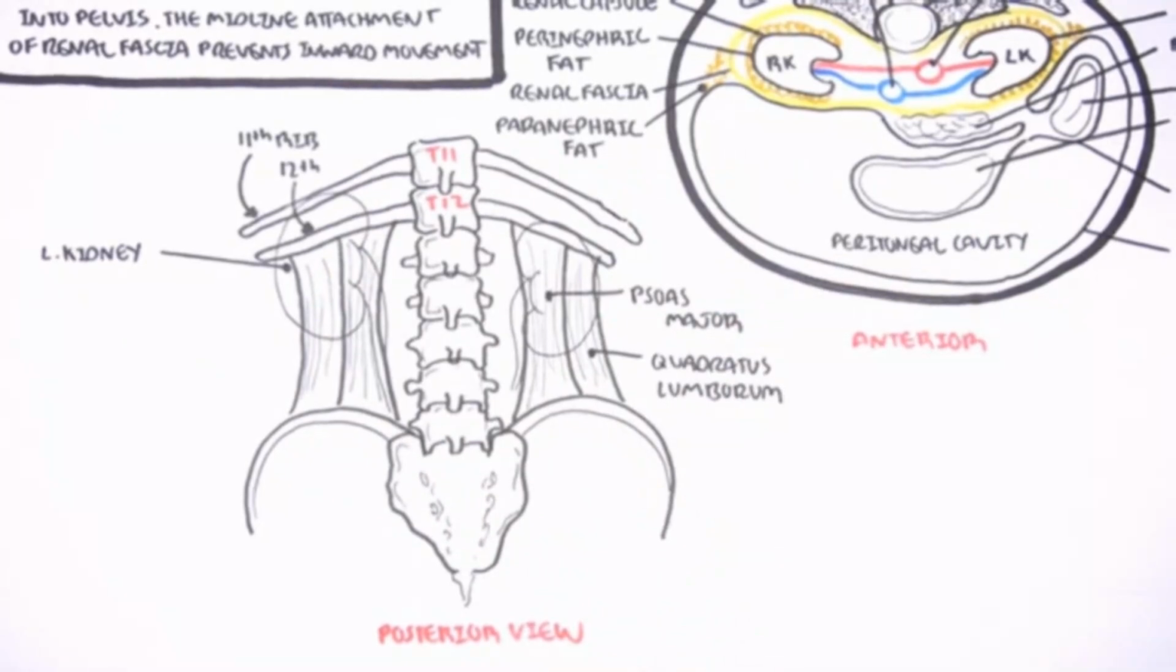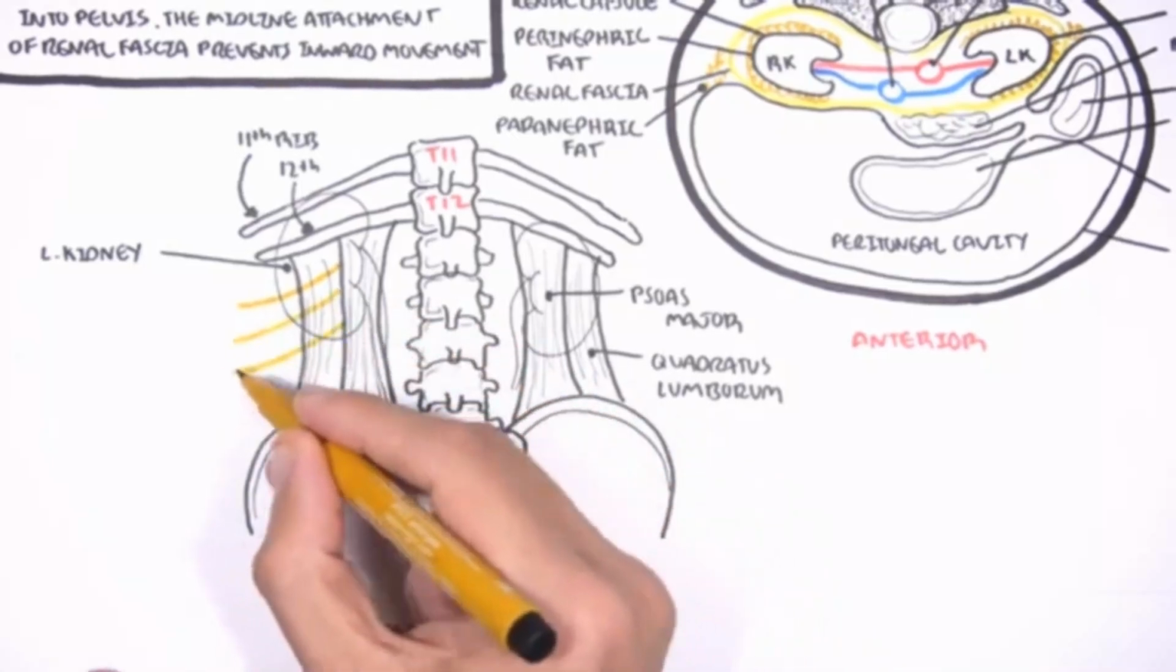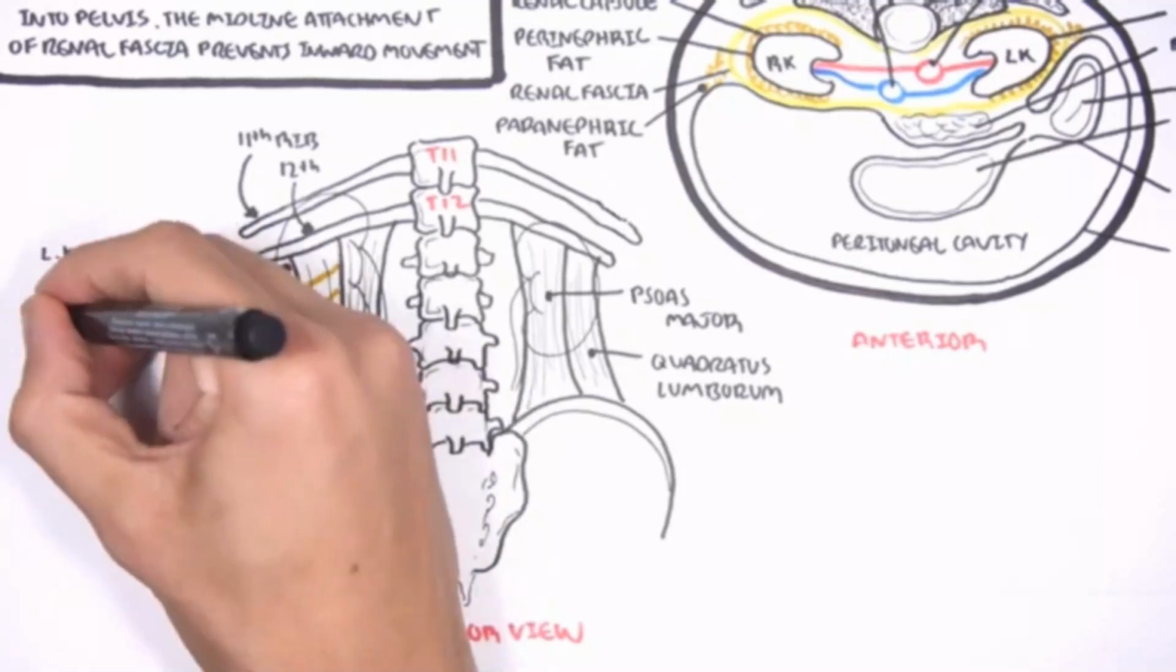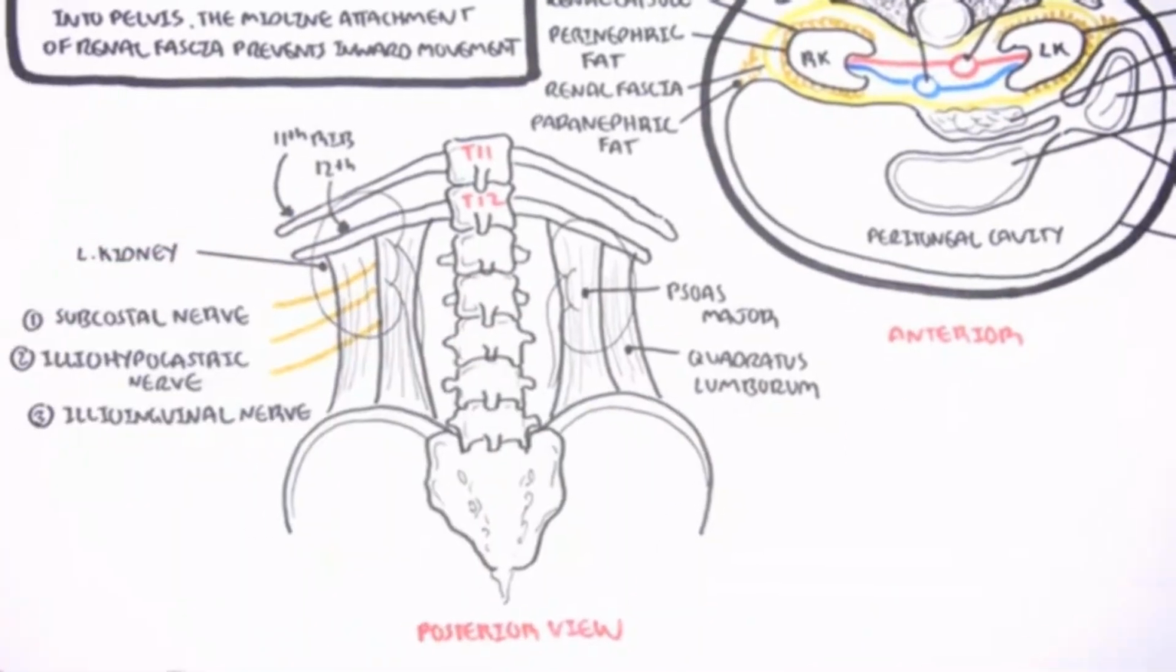The psoas major is probably not well represented here, but it actually originates at the T12 vertebral body and extends anteriorly and joins with the iliacus muscle, forming the iliopsoas. The quadratus lumborum has fibers from rib number 12 and the transverse processes of the vertebrae. During nephrectomy, there are nerves which need to be kept in mind, which pass around these muscles and are in close relationship to the kidneys. There are three nerves: the subcostal nerve, the iliohypogastric nerve, and the ilioinguinal nerve.